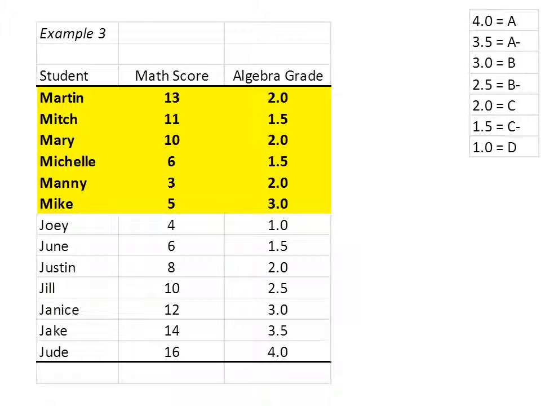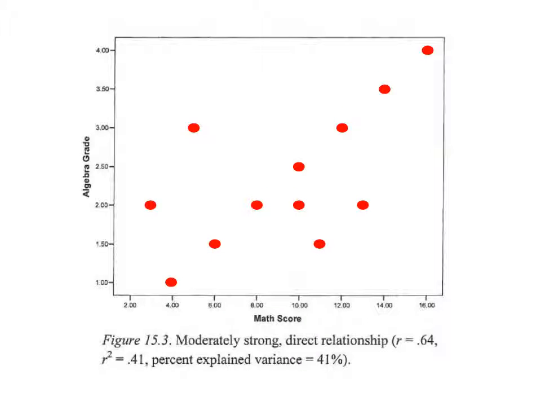Now let's also look at example 3. So here we have more exceptions to the trend. Now we've added Martin, Mitch, Mary, Mitchell, and Manny. Each of these deviates somewhat from the overall trend that indicates a direct relationship. So here we have these that were added.